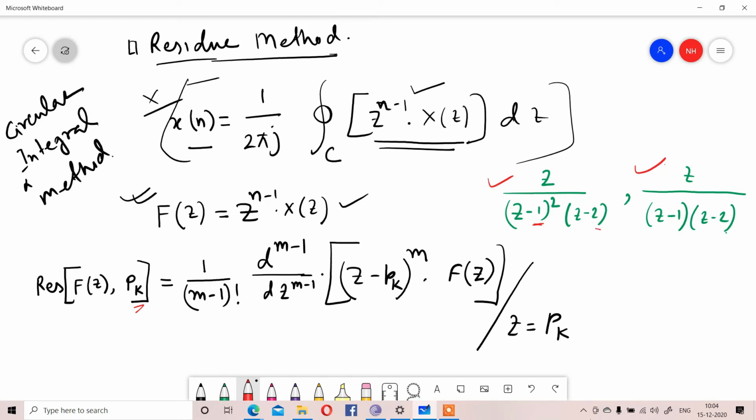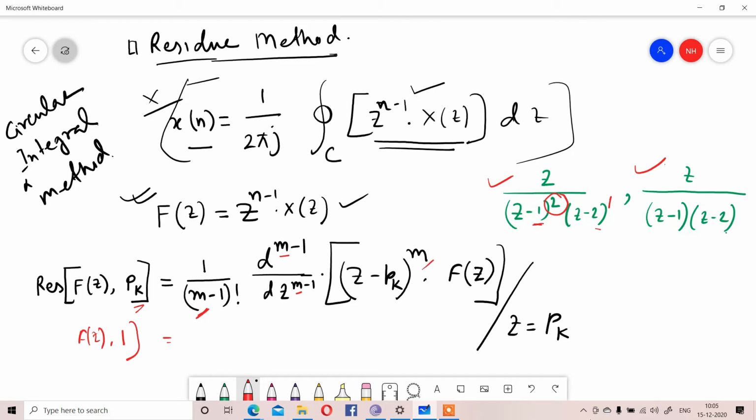In that way, p1 p2 you will get, and 1 by m minus 1 factorial, where m defines the power of any pole. Whenever you are considering p equal to 1, the first pole, for fz the power of m will be 2. So the value of m you need to write as 2 for each and every case. But when you are using the second pole, the power of m is 1. So you need to write the value of m as 1 for each and every case. Clear?